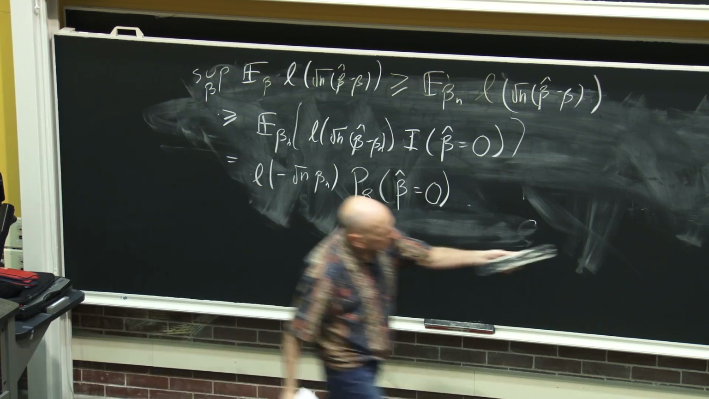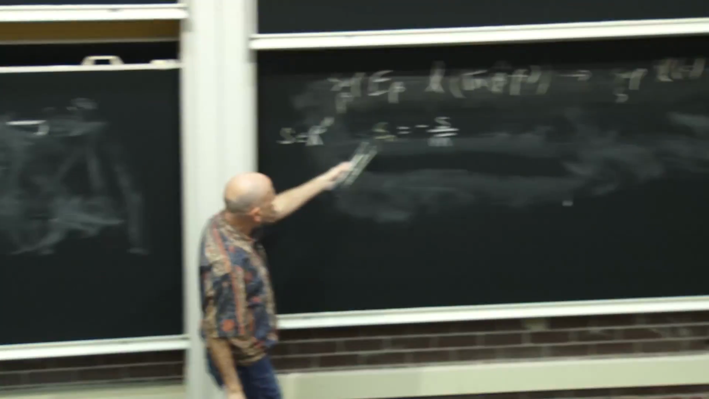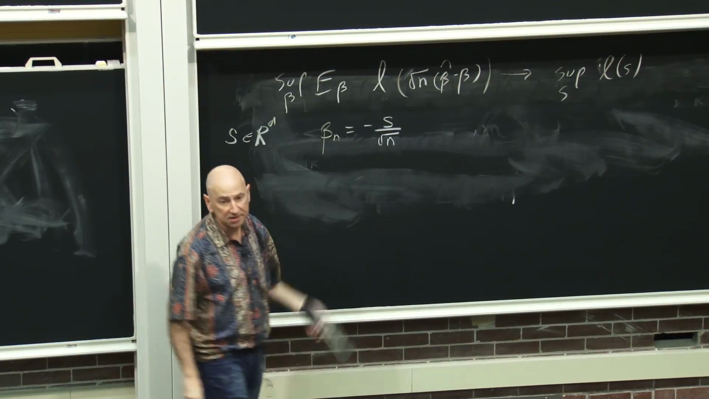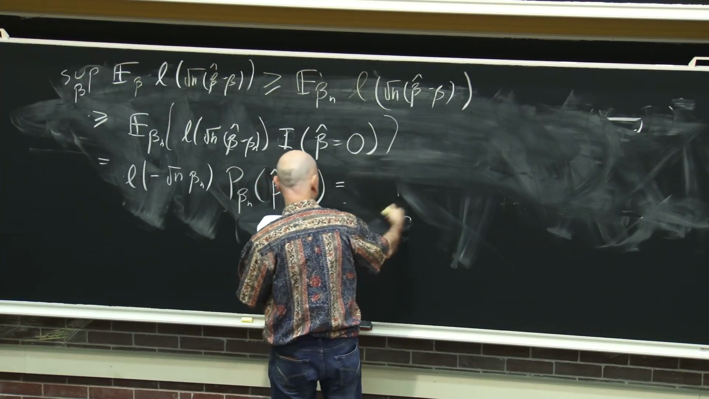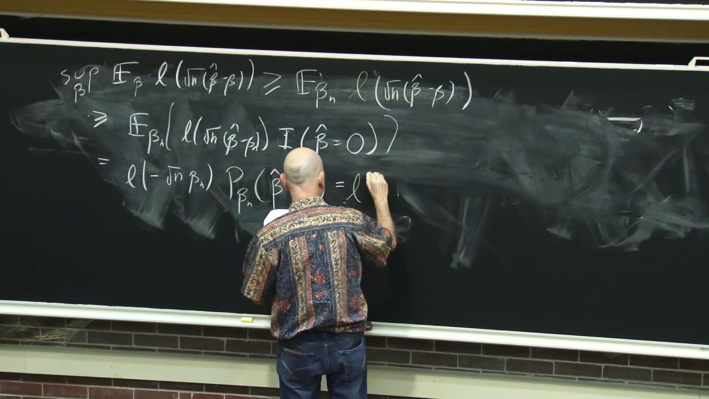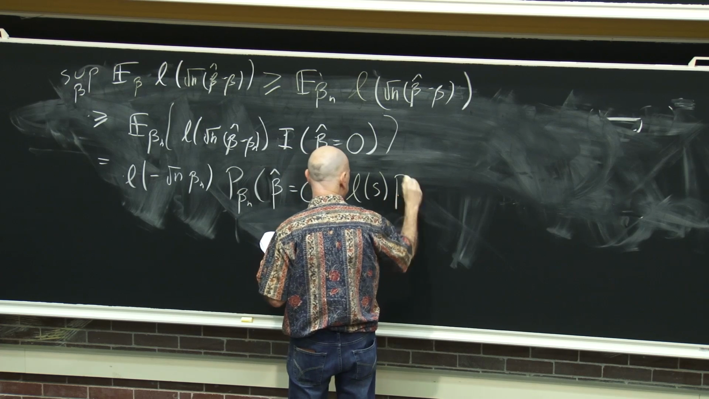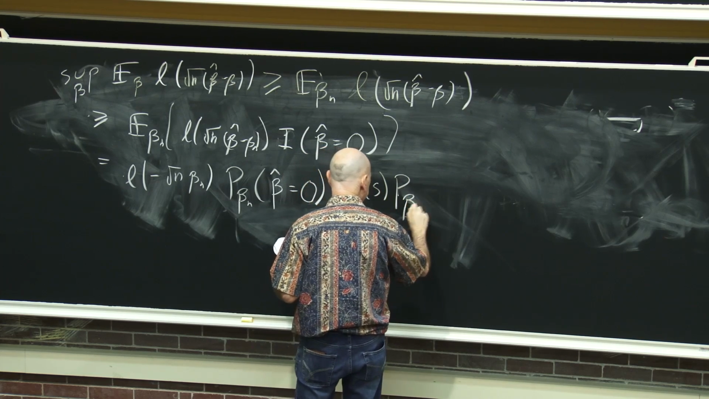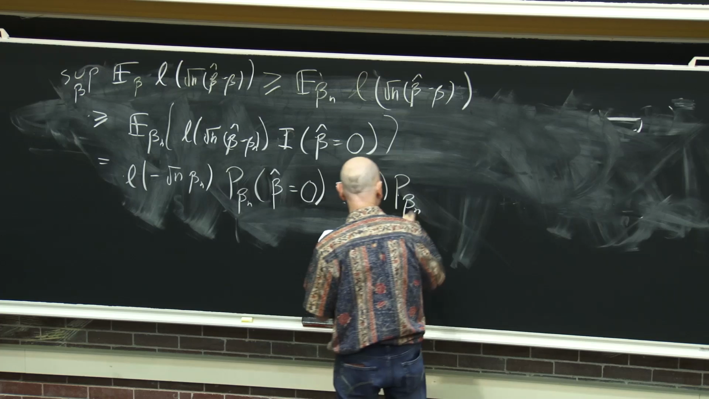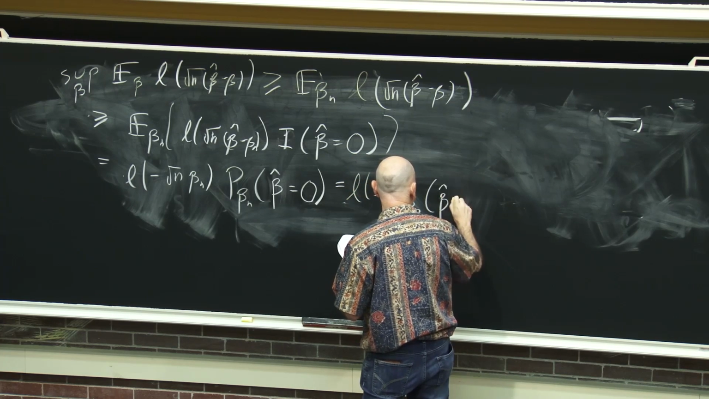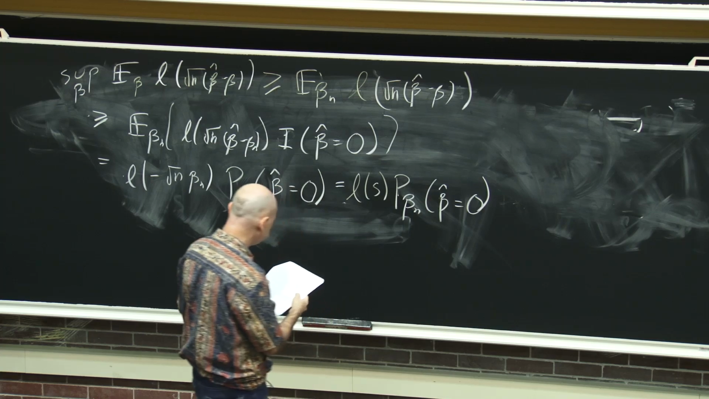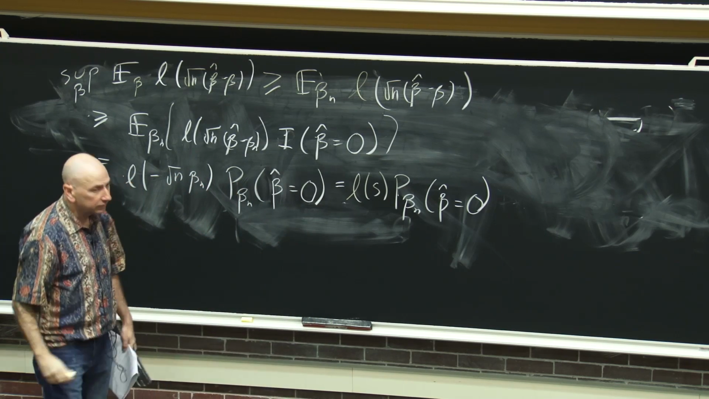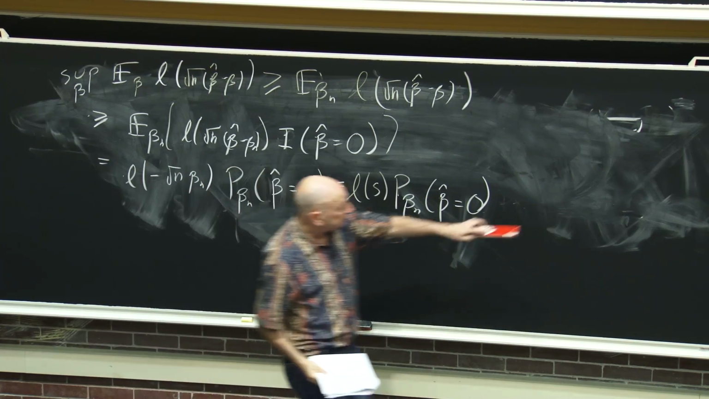But if I look at beta n and multiply it by minus root n, I get s by construction. So this is equal to L of s times the probability under this particular beta n that beta hat is equal to 0. Everybody with me?